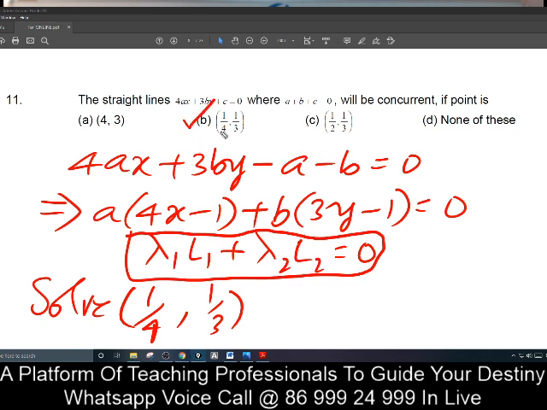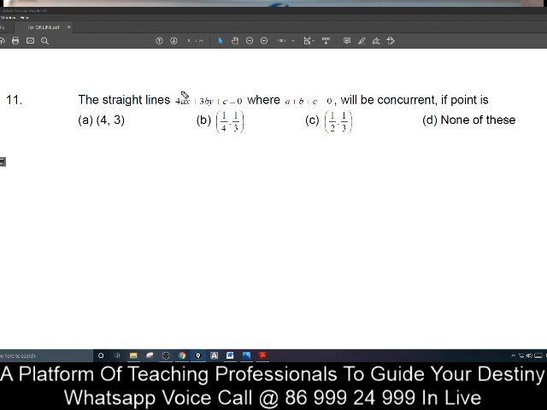And what is the other method, please? Let us check. Very simple. Here you have a, here also you have a. Here you have b, here also you have b. Here you have c, here also you have c. Just compare the coefficients, that's it.